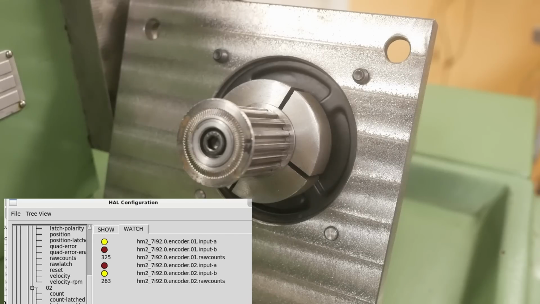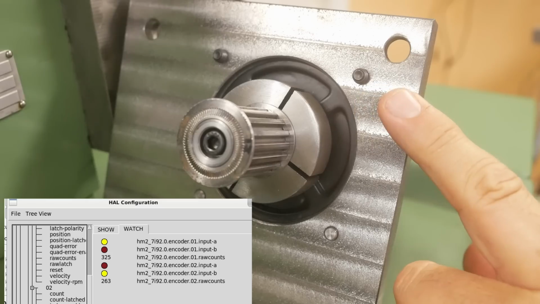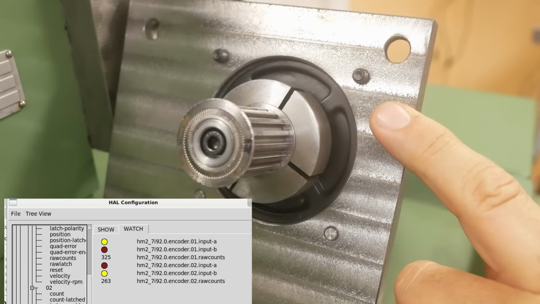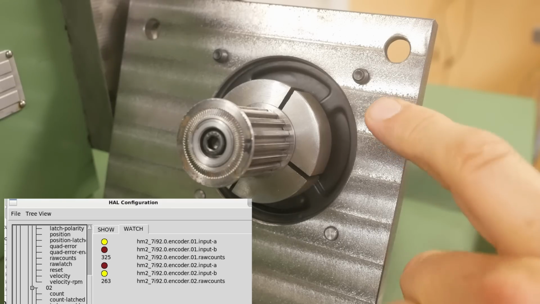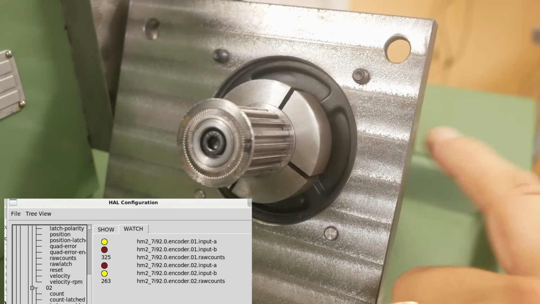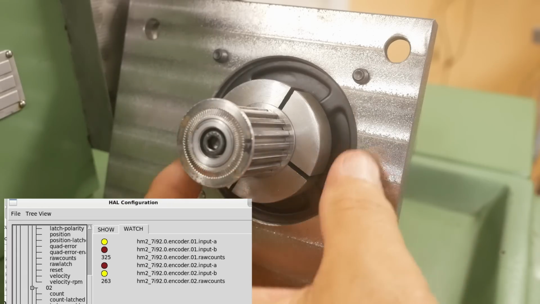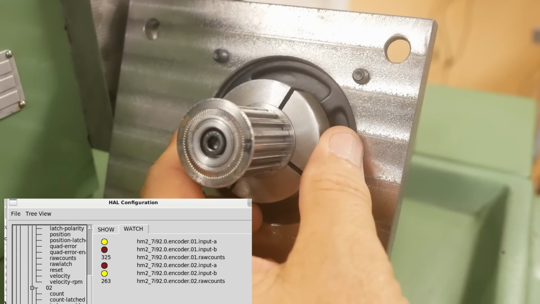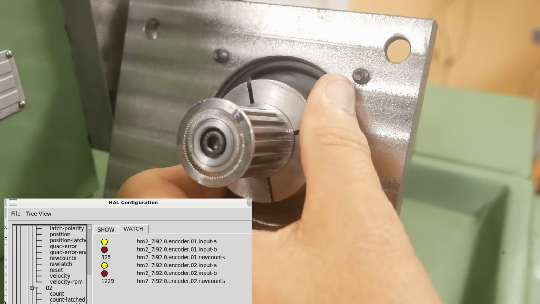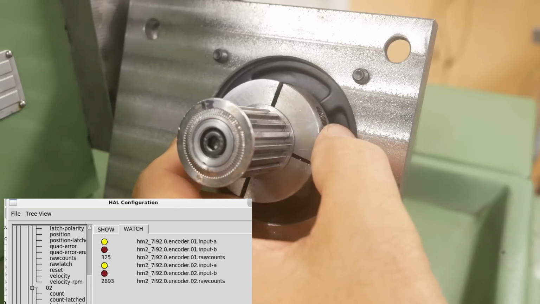Right, first thing, with just the brain of the driver powered, I should have the encoder on the motor powered, and hopefully it will also pass that encoder signal through to my Mesa card. Let's have a look. This is a 2,500 line encoder. So in quadrature, when I turn this one revolution, it should give me about 10,000 counts. So, oh yeah, that's looking good. Coming around.